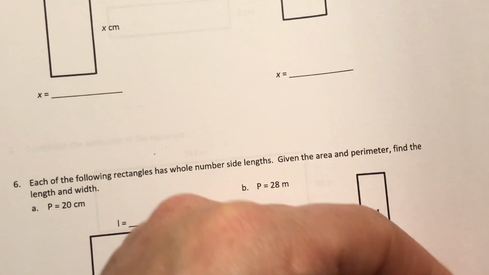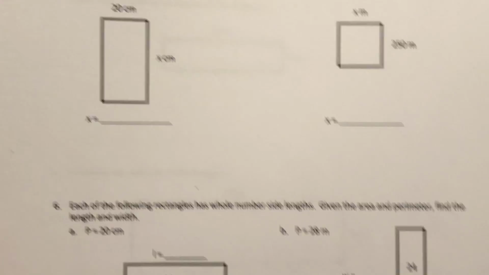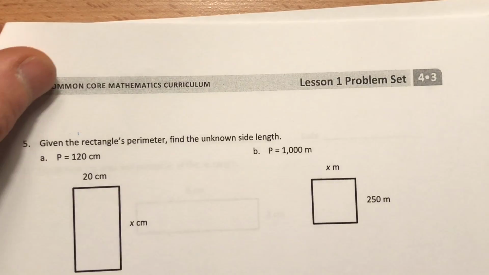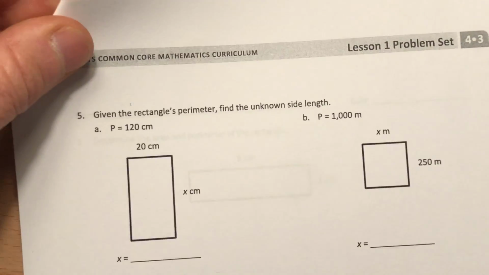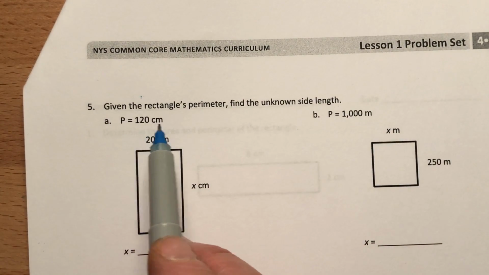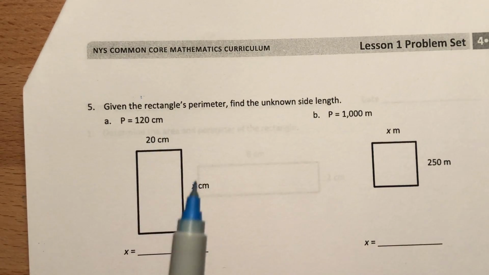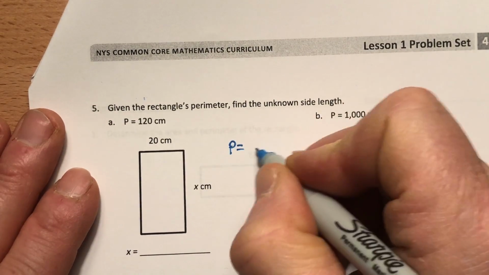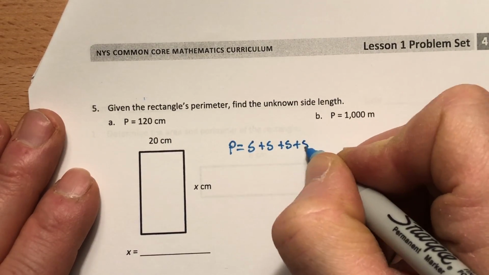I believe this is it. We'll do our last page. Okay, so at the top here, I've got given the rectangle's perimeter, we've got to find the unknown side length, okay? So we'll do this one together, and then you can do this one on your own, okay? So what I see here is the perimeter is 120 centimeters. So there's 20 centimeters. So what I need to find out is, okay, I know that perimeter is equal to side plus side plus side plus side, okay?